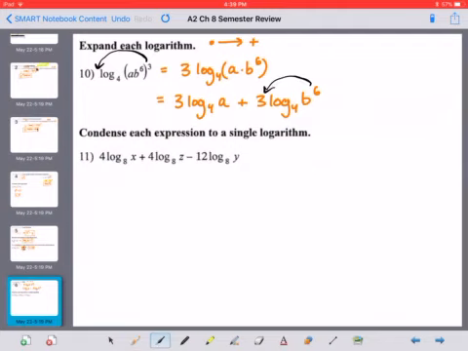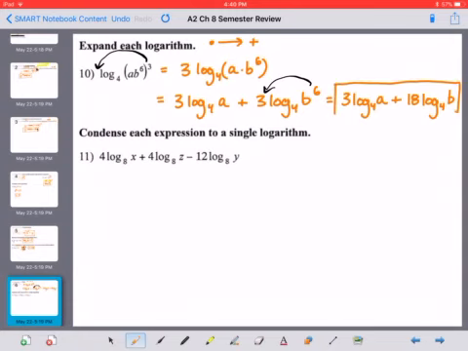this 6 down and multiply it with the 3 here, giving us our final answer, 3 log base 4 of a plus 18, 3 times 6 is 18, log base 4 of b. So now that there are no exponents and everything just has one variable in it, that would be completely expanded.